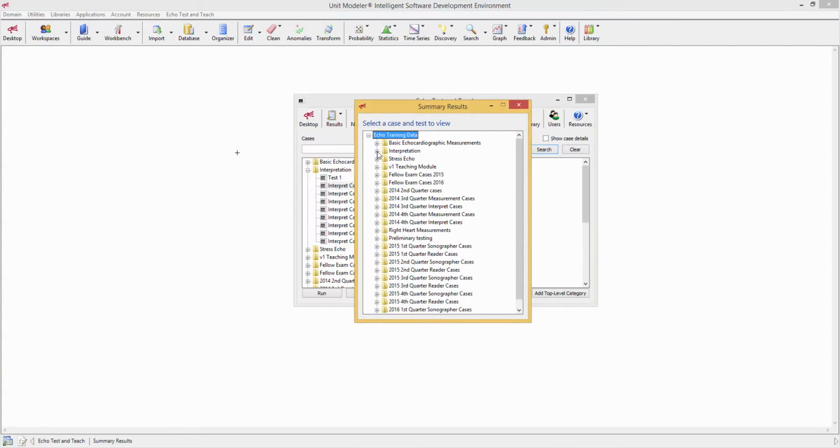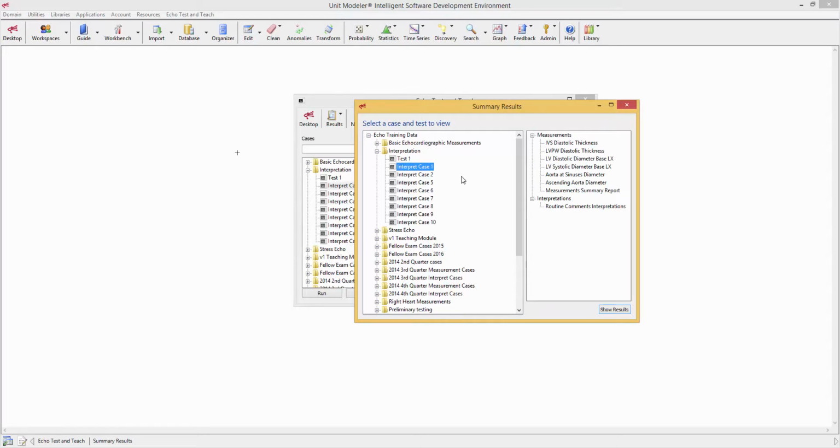And by the way, while we've got this, it gives you a little idea of all the ways we use test and teach at our institution and for how long. It's a major component to our entire program, both from a quality point of view and a teaching point of view. So let's go to the interpretation, and it happens to be interpretation case 1. And we're not going to look at the measurements. We're going to look at the summary of the interpretations.